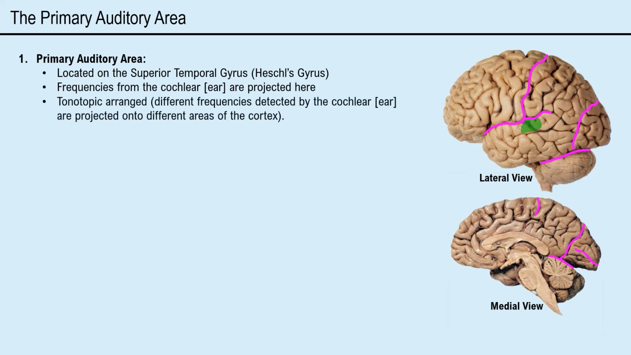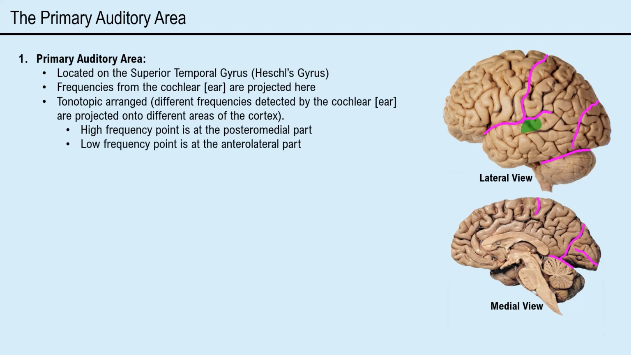The cochlea in the ear is wired to detect different frequencies of sound, and each of these areas has its own neuron which fires when that frequency is detected. Neurons that develop action potentials as a result of high frequencies synapse at the posteromedial part of Heschl's gyrus, and neurons that generate action potentials as a result of stimulation from low frequencies synapse at the anterolateral part.